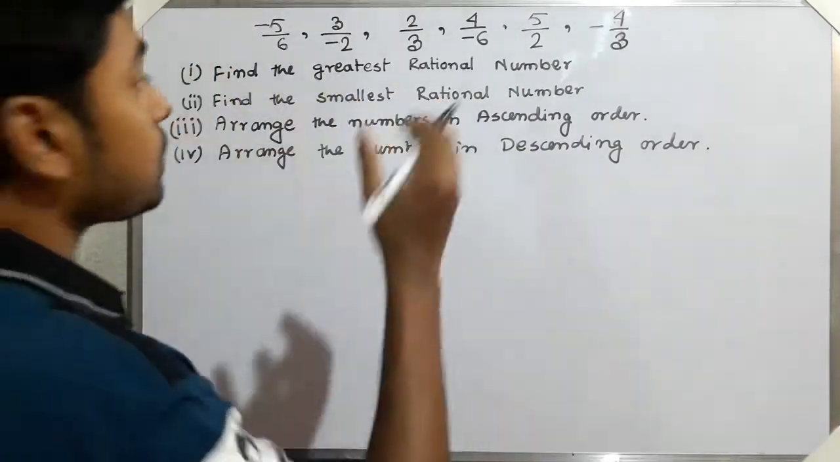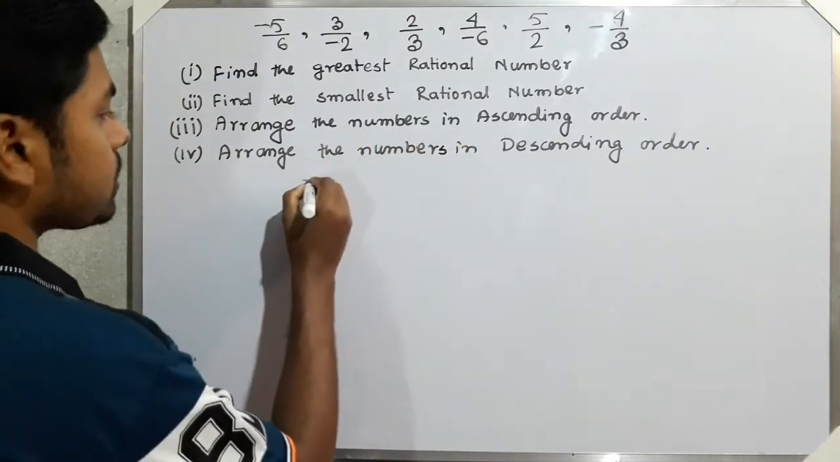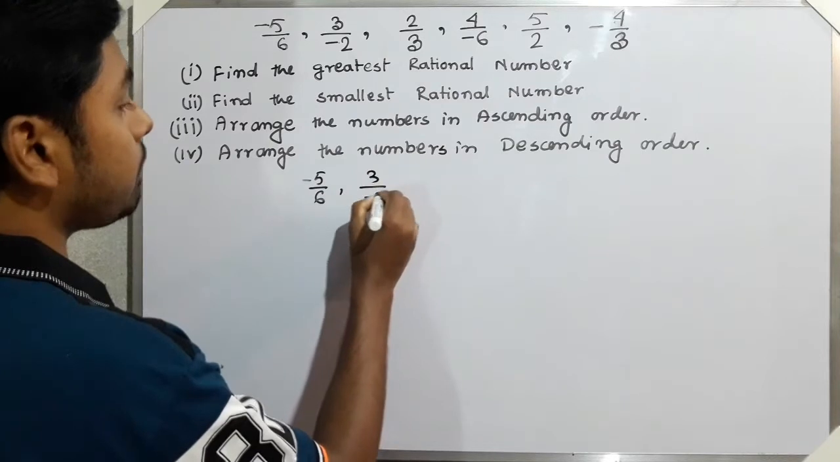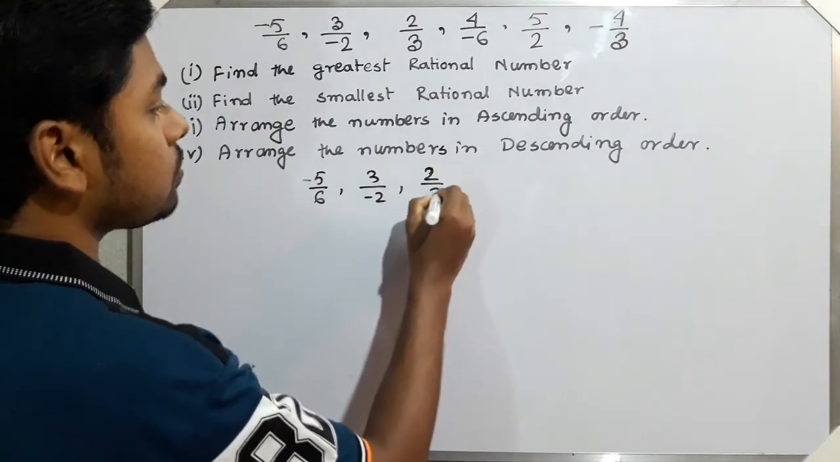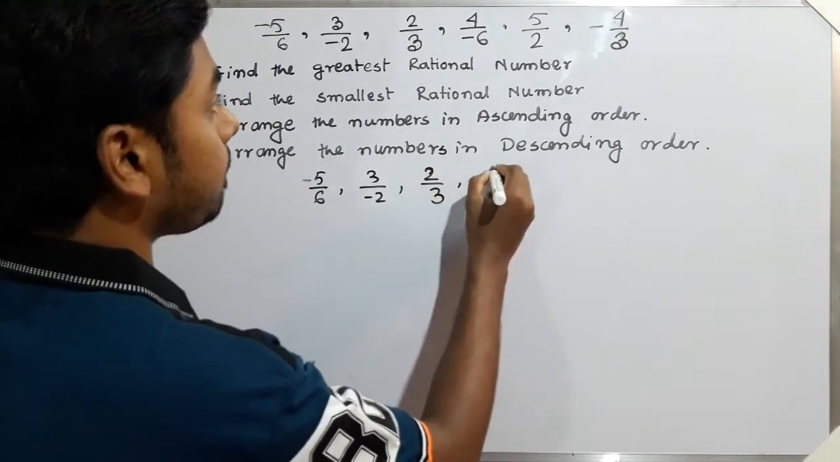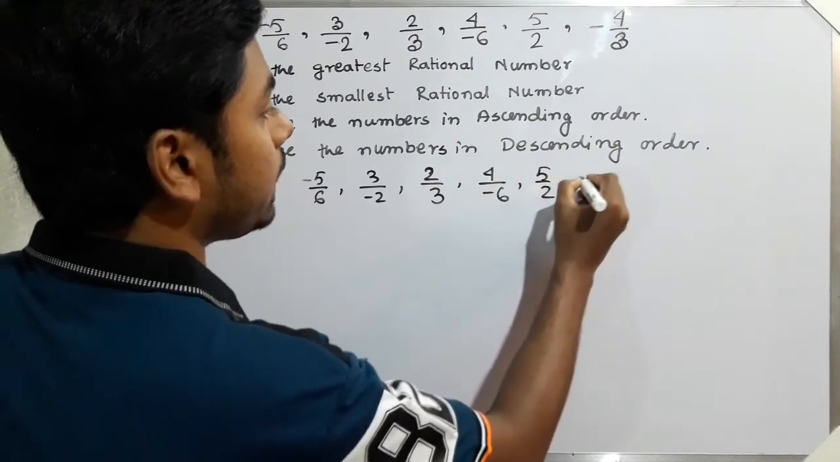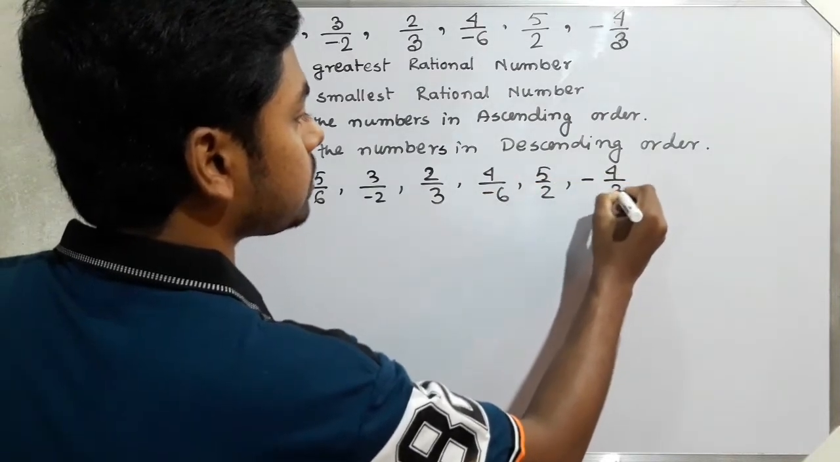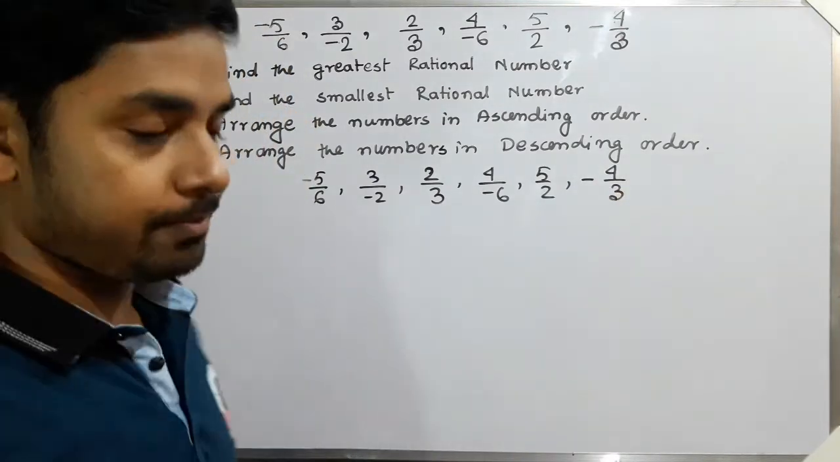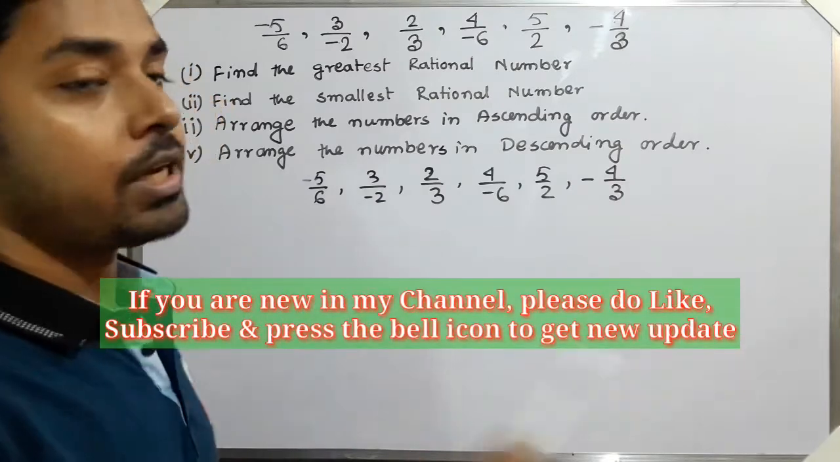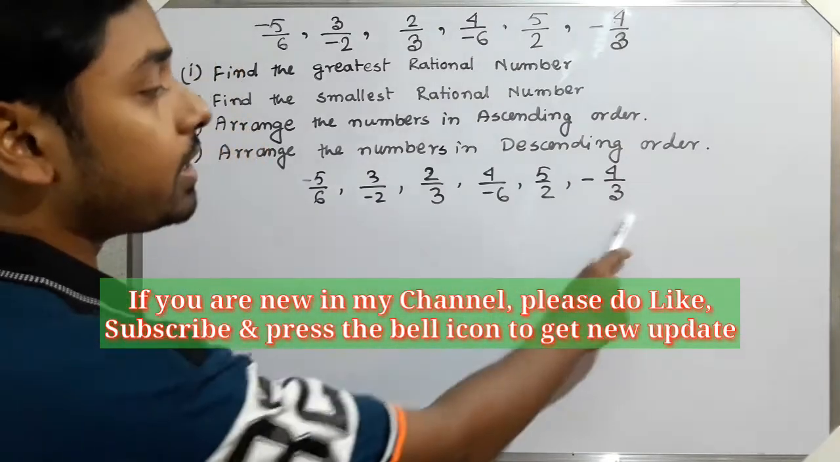Okay, so first of all, how to solve the question. I'm writing all the rational numbers here: minus 5 by 6, 3 by minus 2, 2 by 3, 4 by minus 6, 5 by 2, and minus 4 by 3. So what is the first work? The first work is you have to check all the denominators first.